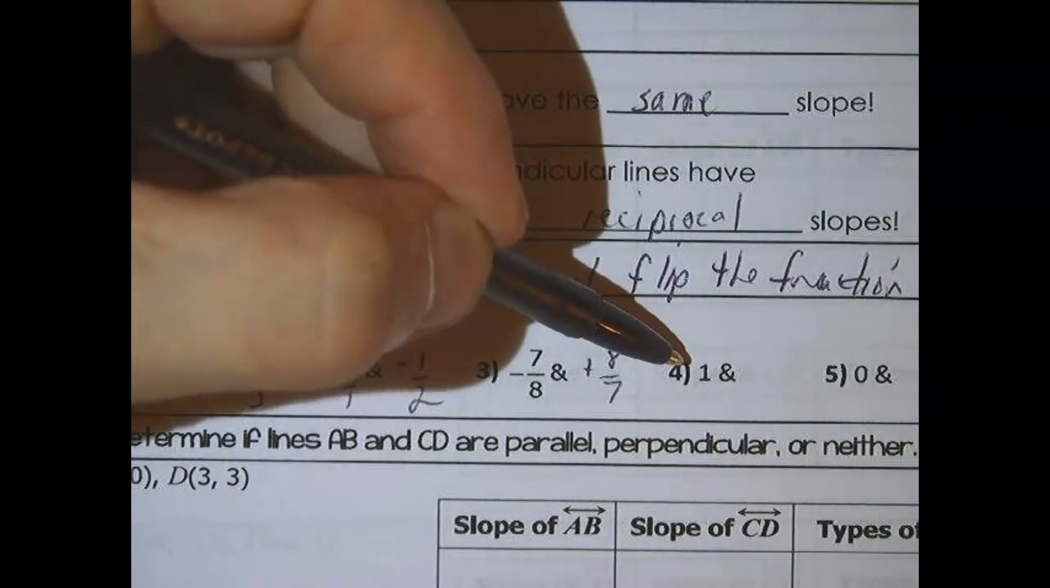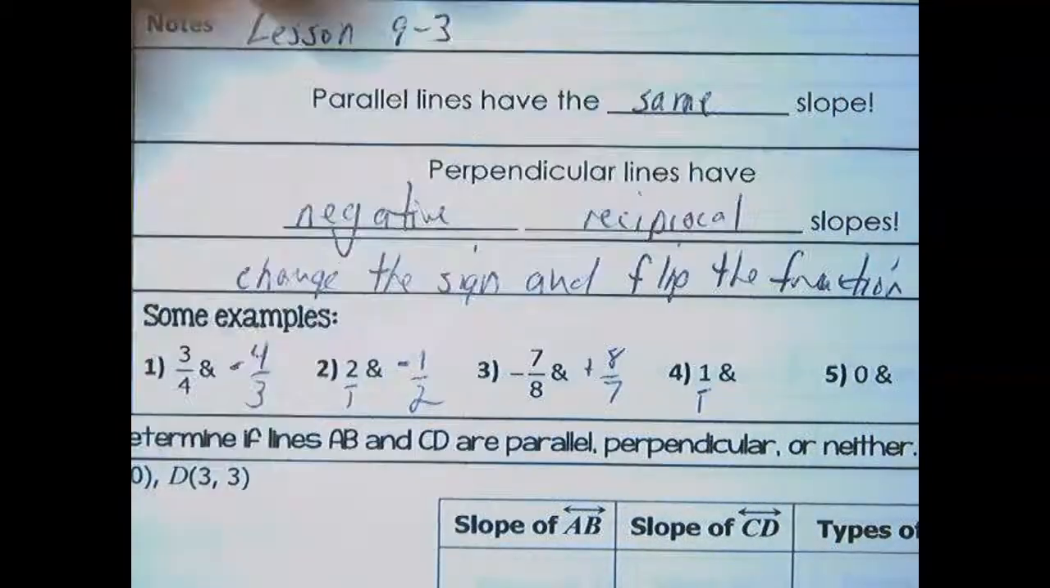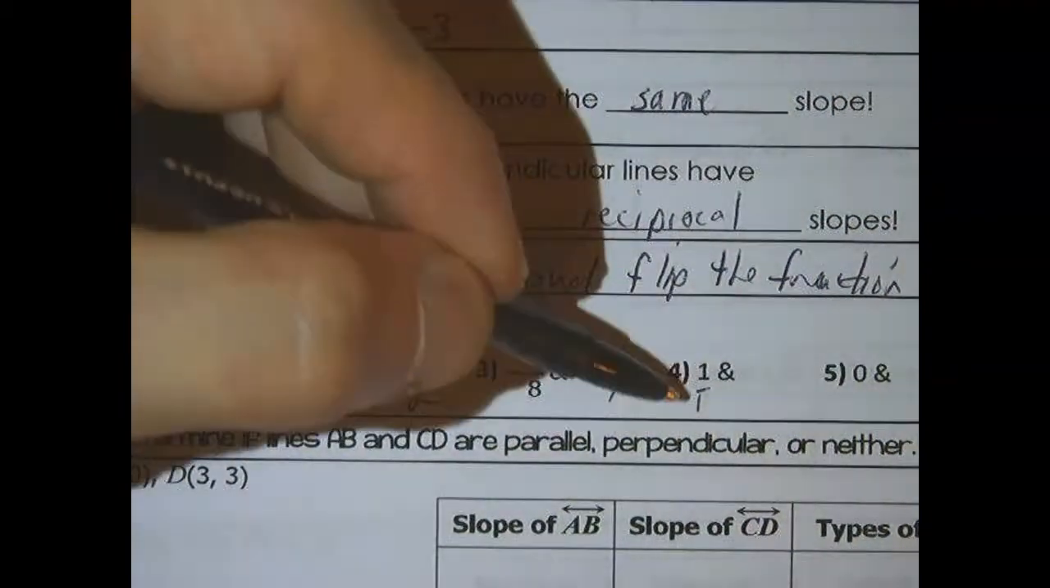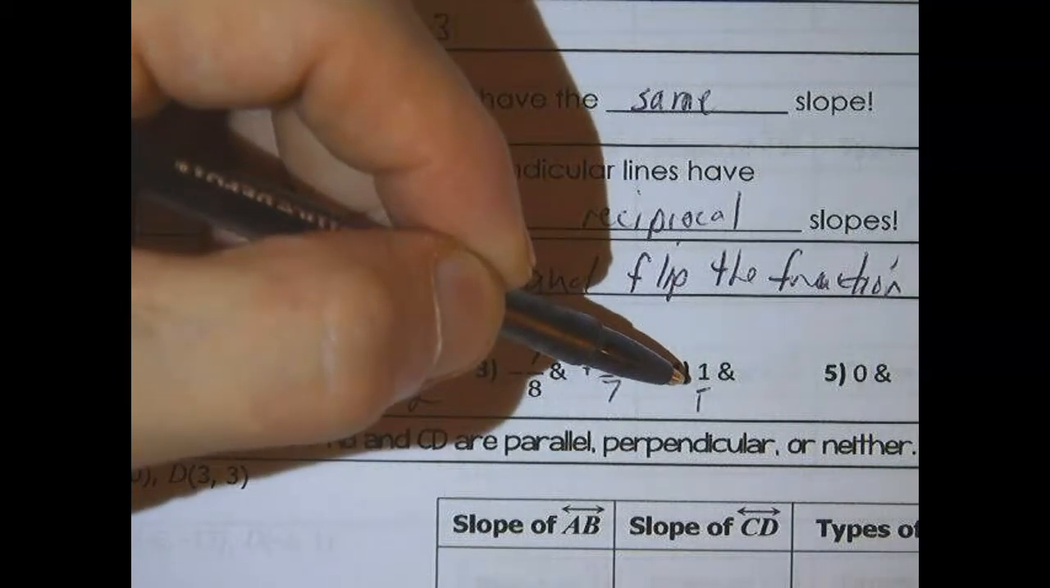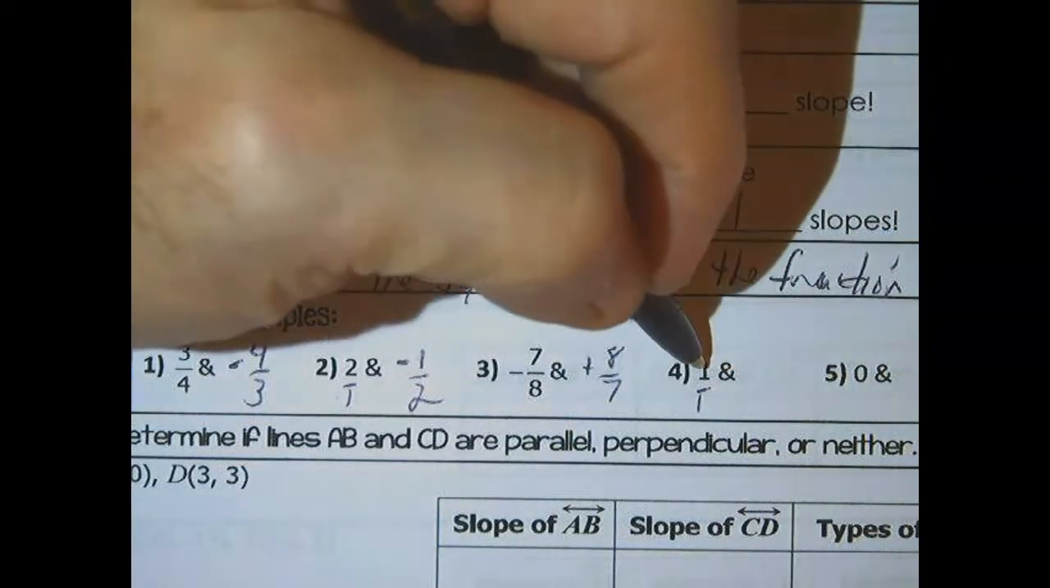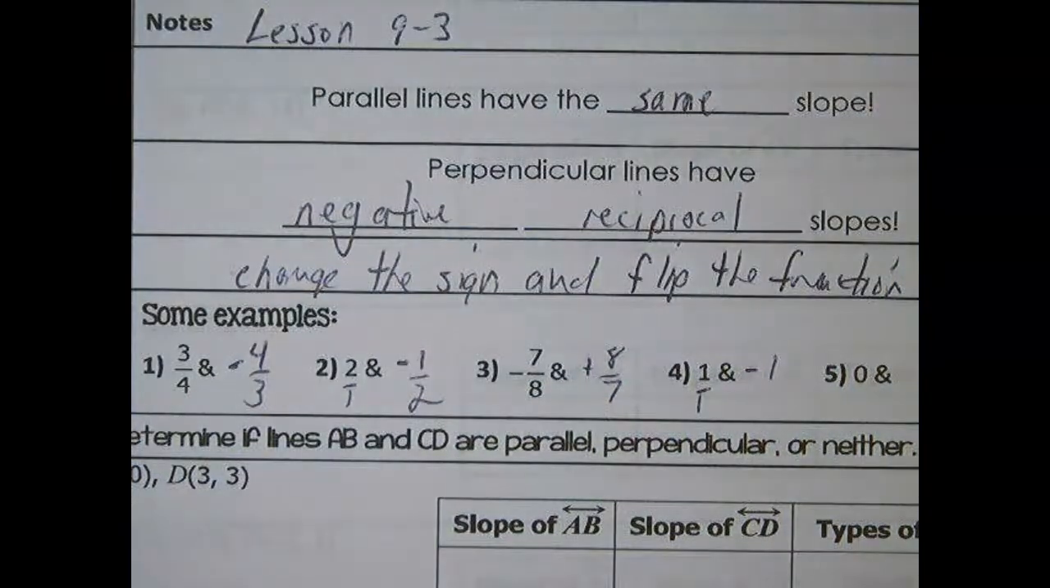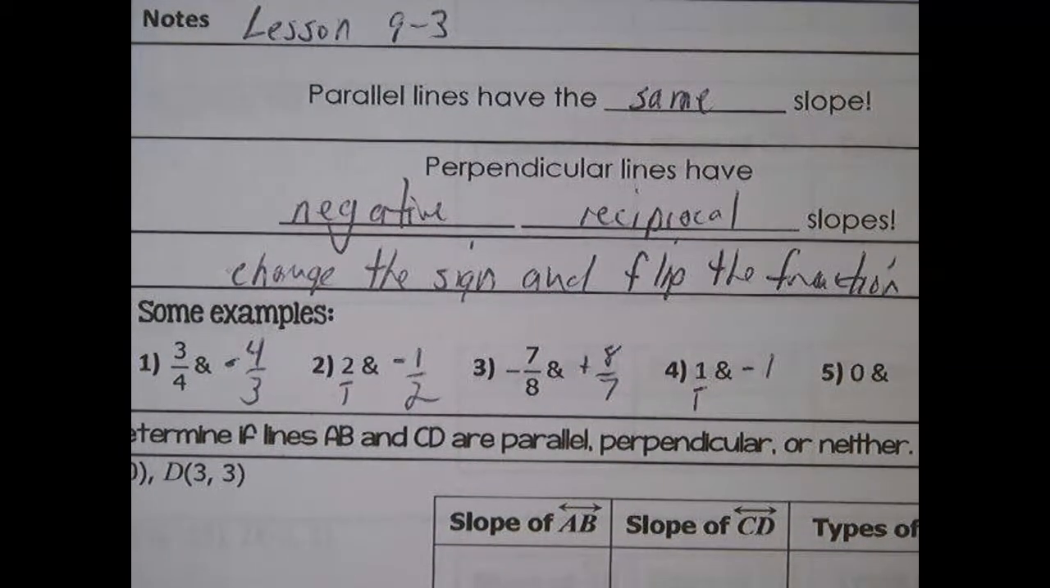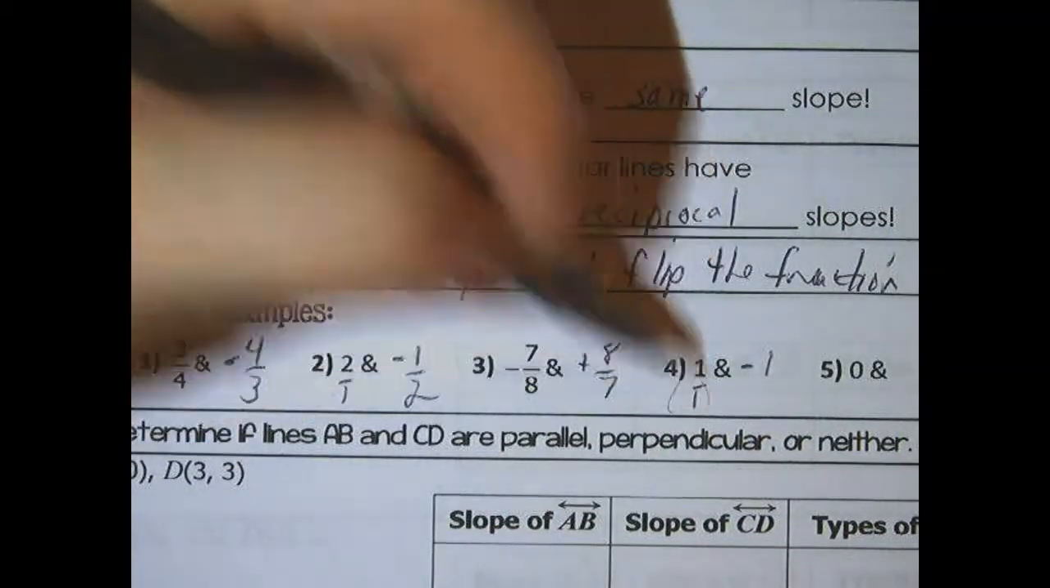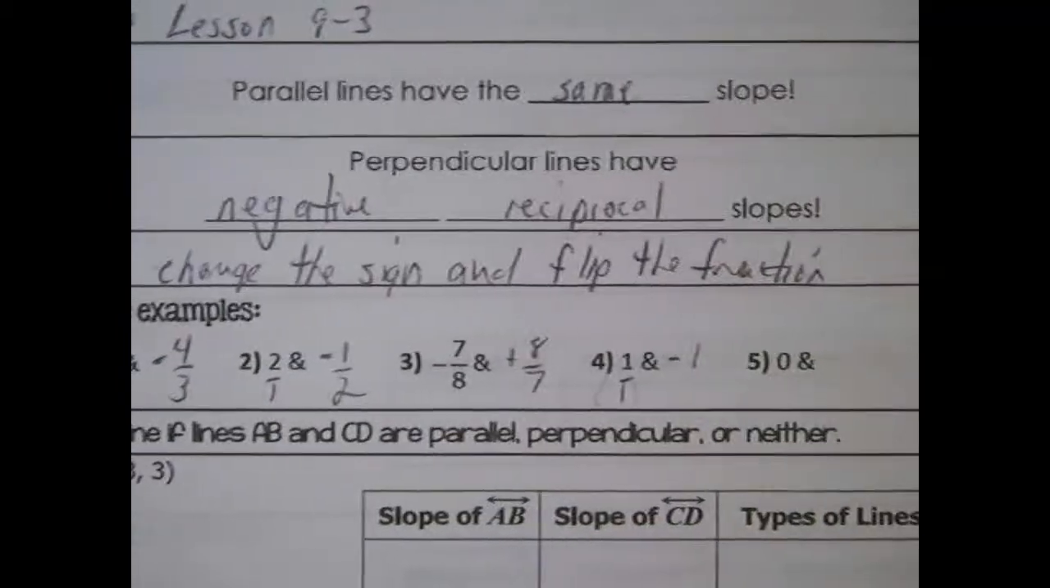If the slope of one line is 1, well, that's really like a positive 1/1. When you flip 1/1, you still get 1/1, but you get a negative. So the negative reciprocal of 1 is actually just negative 1. You don't have to put the denominator. This is just an implied denominator.